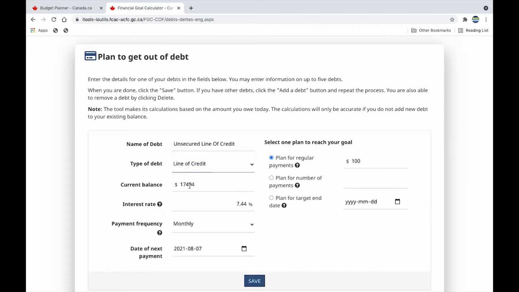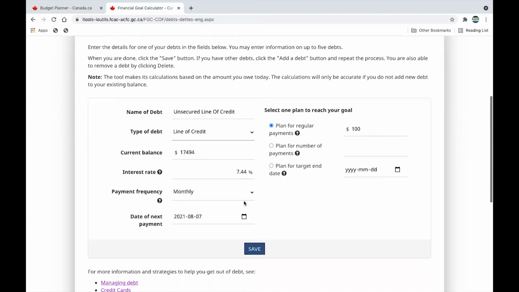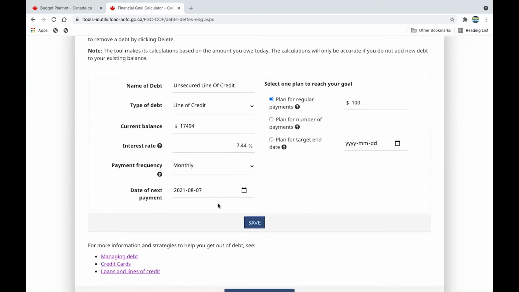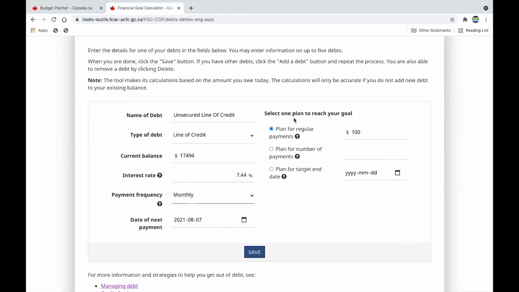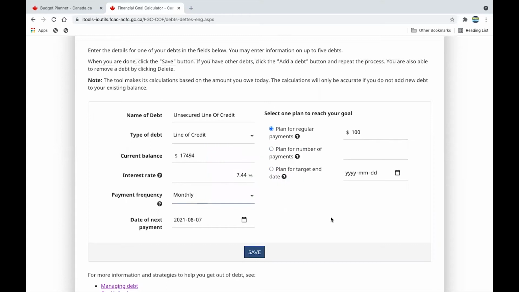Then you're going to write the current balance that is remaining in your line of credit or your car loan or whatever you're trying to pay off, then the interest rate and the frequency of the payment you're trying to make. You can make weekly, every 2 weeks, twice a month, or monthly. So here we're looking at monthly, and then the date of your next payment. So you're going to select one plan to reach your goal. So plan for regular payment. If you hover around here, it tells you what this is in full. Same with the plan for number of payments, and same with the plan for target end date.